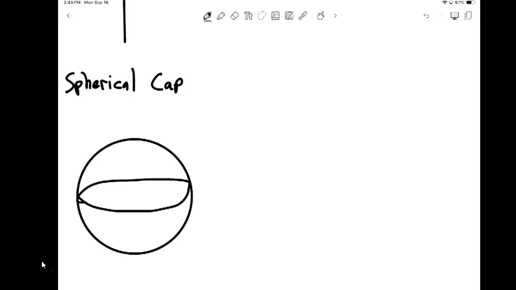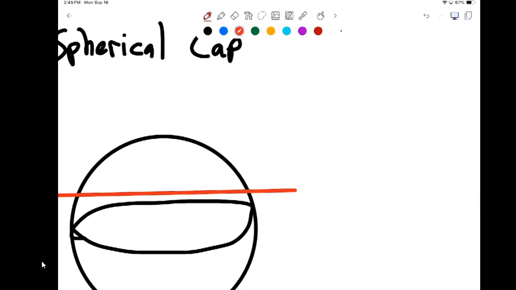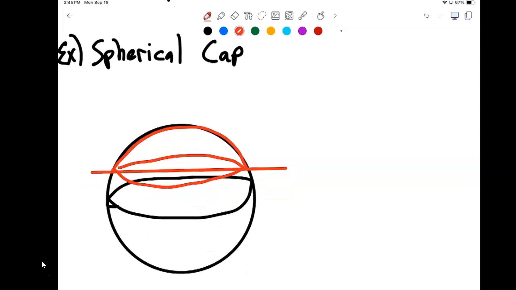Okay, so the idea here is we want to take a sphere and slice it through somewhere, some plane along our sphere. Okay, we get this spherical cap, if you will.